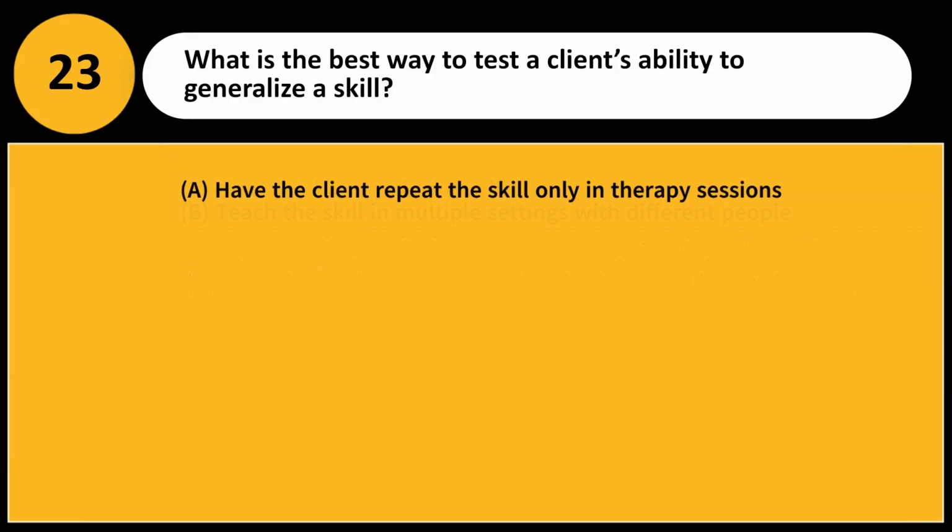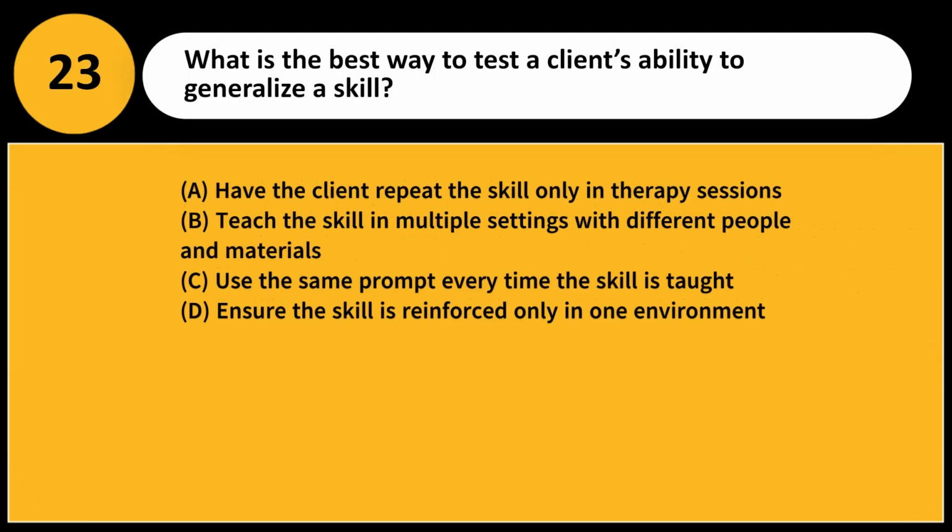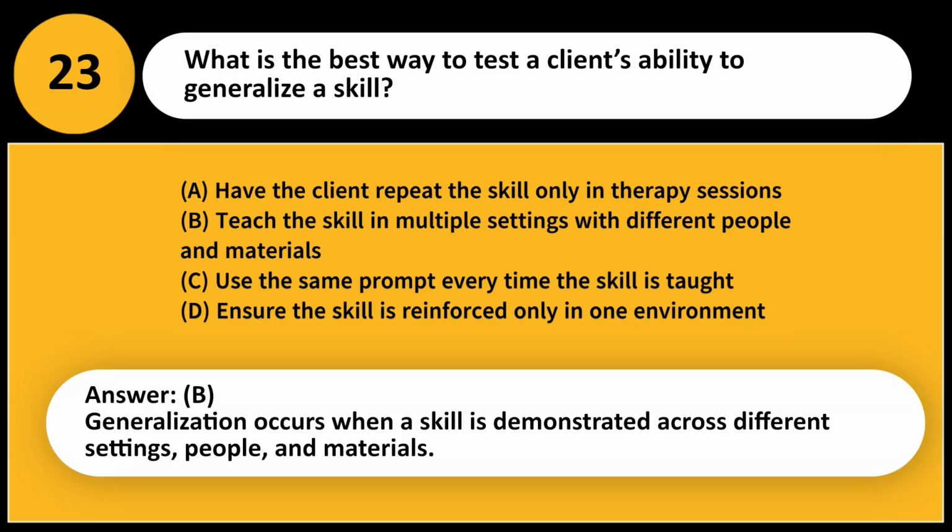What is the best way to test a client's ability to generalize a skill? A. Have the client repeat the skill only in therapy sessions. B. Teach the skill in multiple settings with different people and materials. C. Use the same prompt every time the skill is taught. D. Ensure the skill is reinforced only in one environment. Answer: B. Generalization occurs when a skill is demonstrated across different settings, people, and materials.